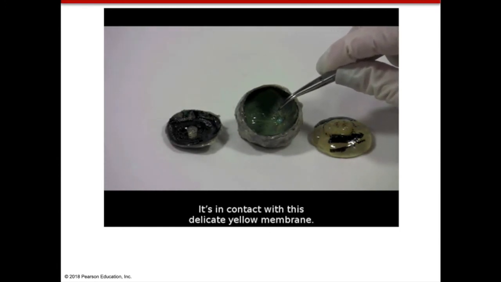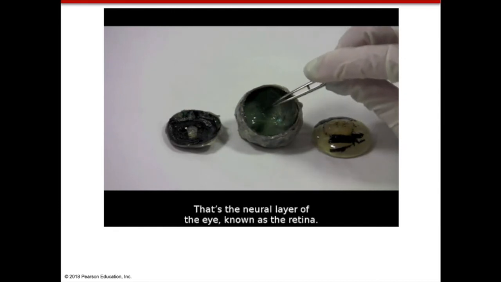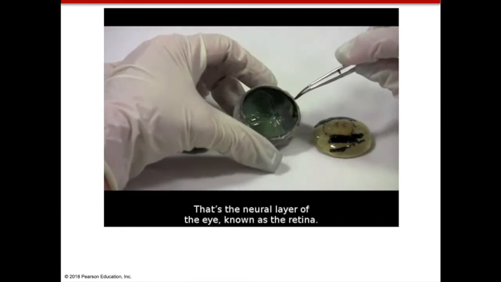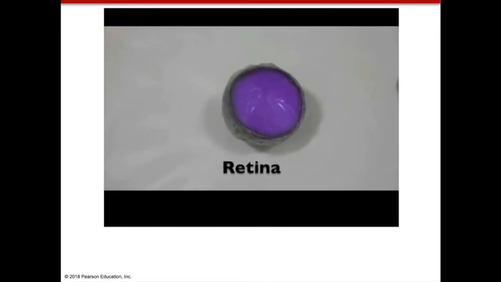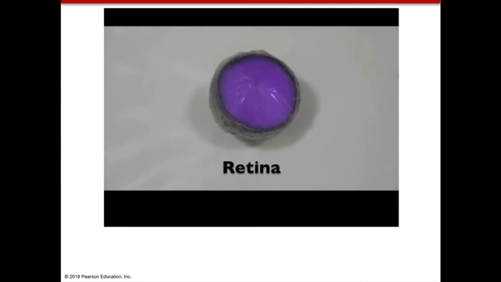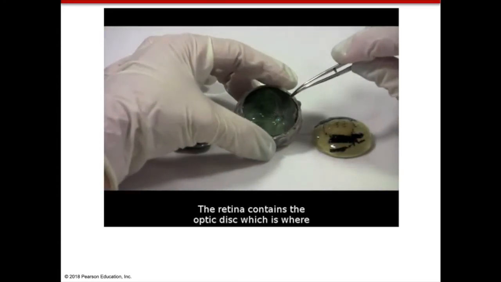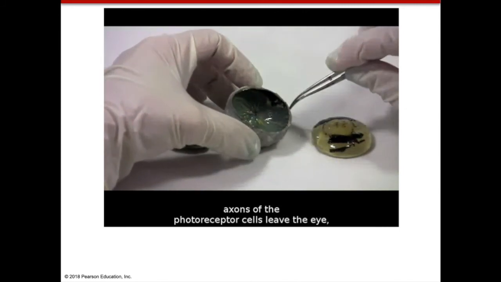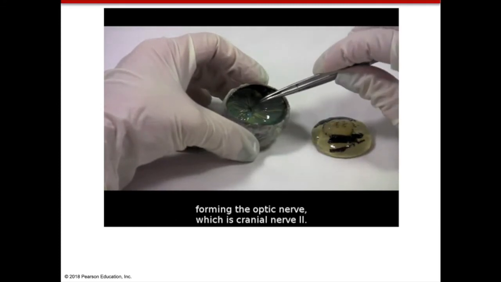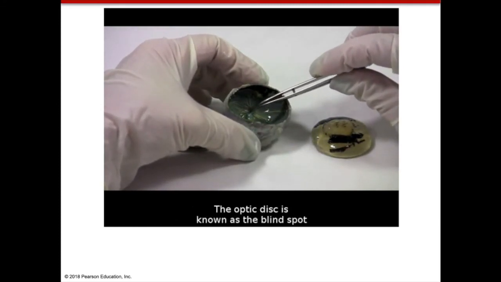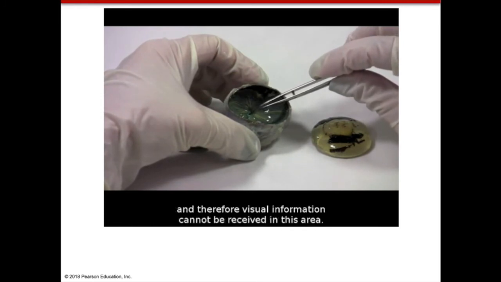It's in contact with this delicate yellow membrane. That's the neural layer of the eye, known as the retina. The retina contains the optic disc, which is where axons of the photoreceptor cells leave the eye, forming the optic nerve, which is cranial nerve 2. The optic disc is known as the blind spot because photoreceptor cells aren't present here, and therefore visual information cannot be received in this area.